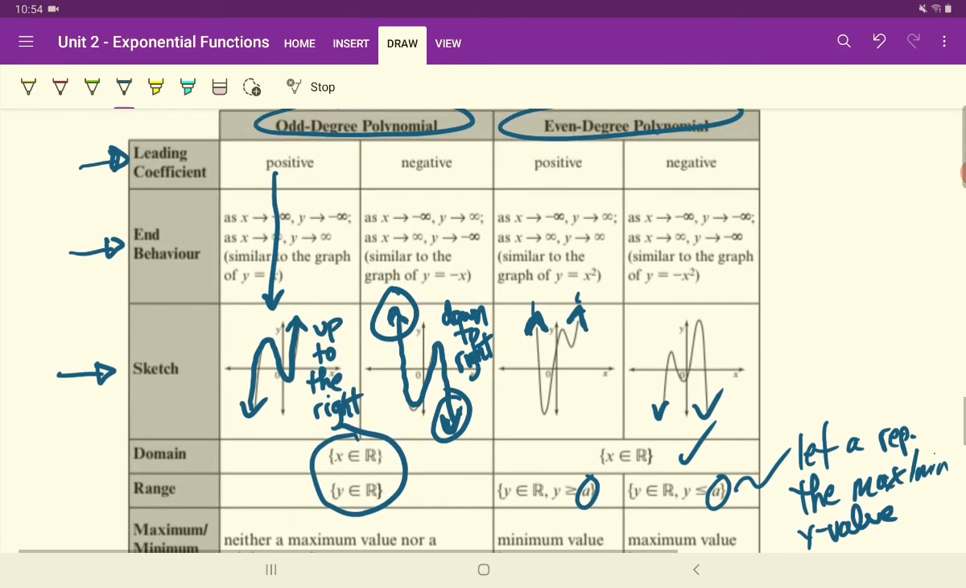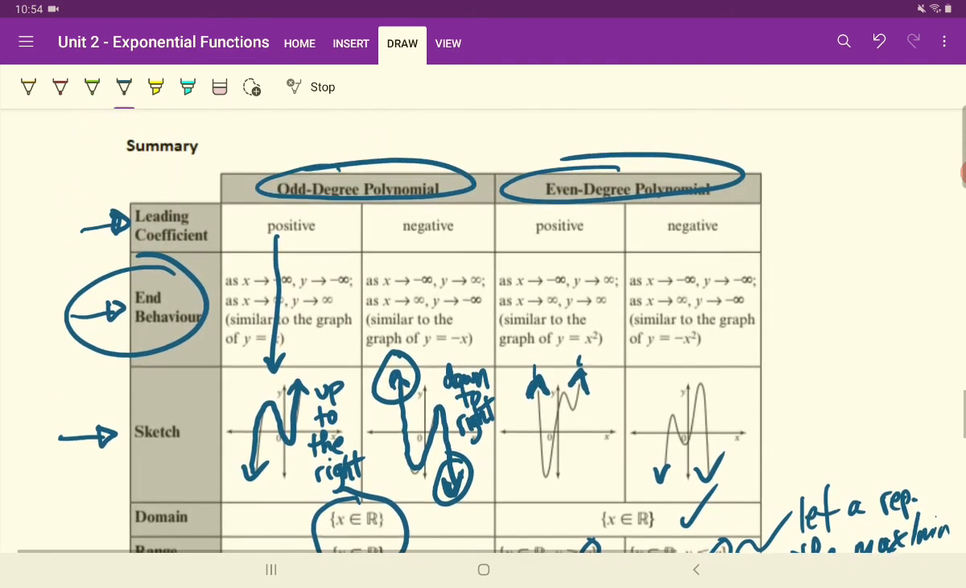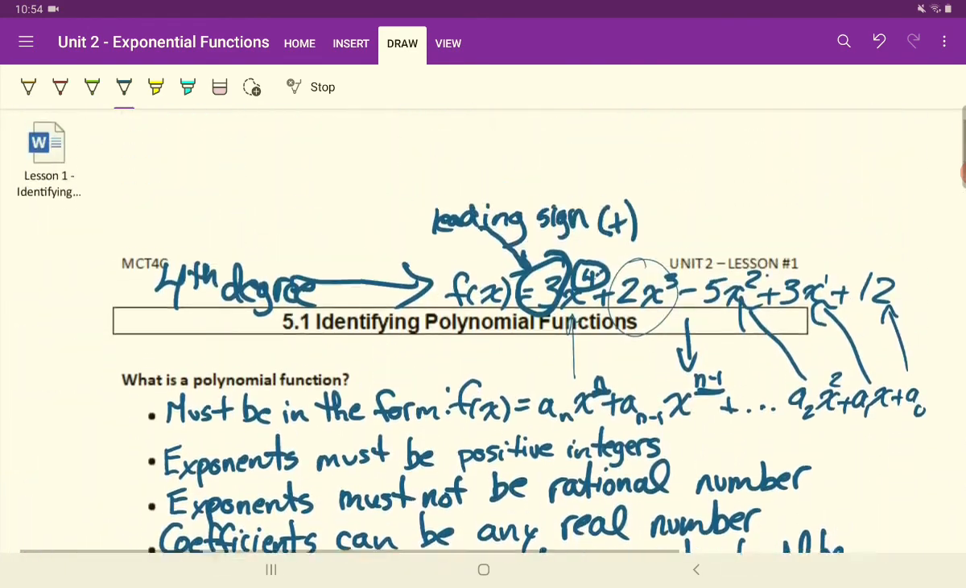And the big new term that we learned was something called end behavior. Okay, and it's looking at what is happening to the limits of our graph. So where the arrows are pointing, what is happening? As x approaches infinity, what is happening to y? As x approaches negative infinity, what is happening to my y's? Okay, that concludes this lesson of being able to identify polynomial functions.